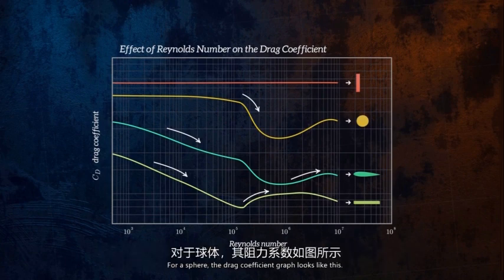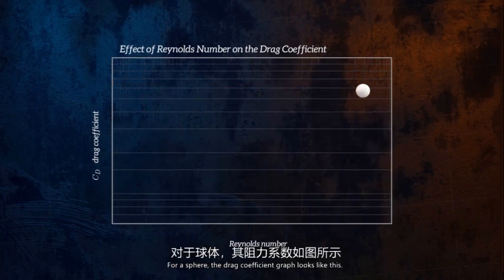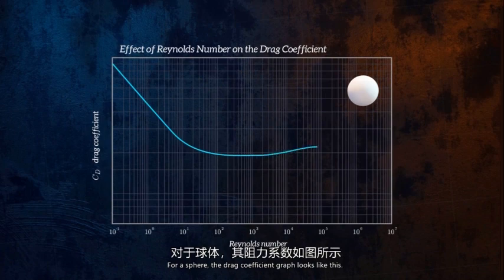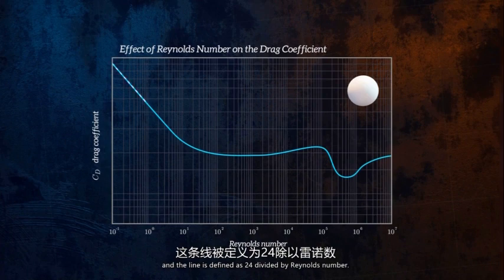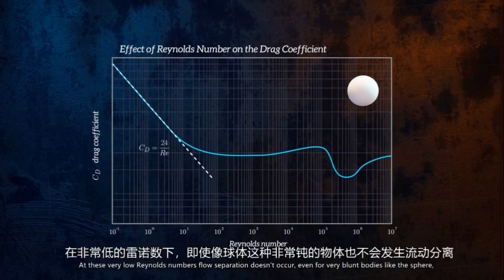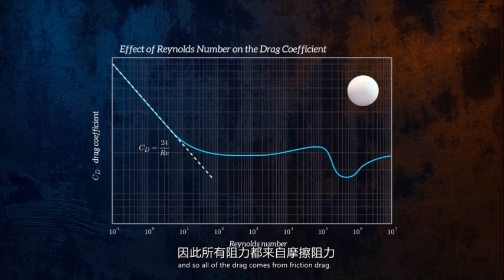For a sphere, the drag coefficient graph looks like this. One interesting thing about this graph is that it's a straight line for Reynolds number less than 1, and the line is defined as 24 divided by Reynolds number. At these very low Reynolds numbers, flow separation doesn't occur, even for very blunt bodies like the sphere, and so all of the drag comes from friction drag.